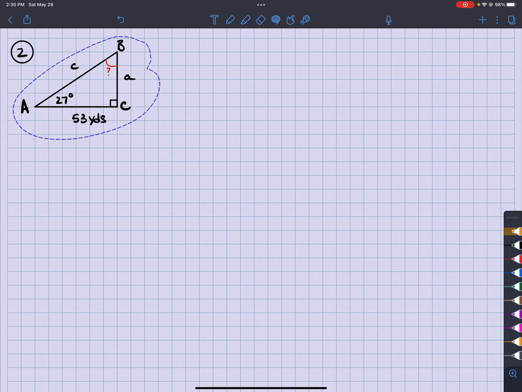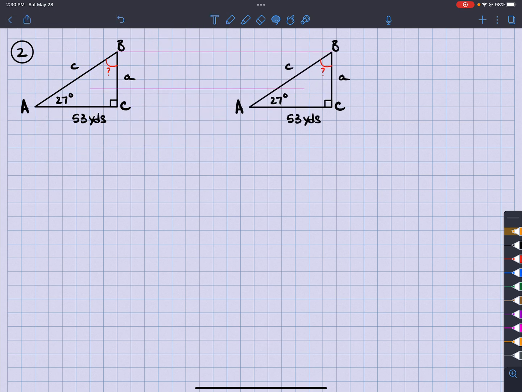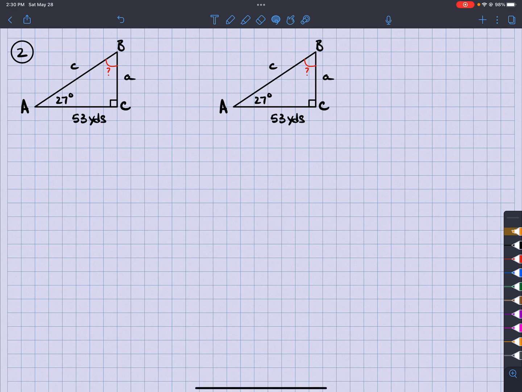Let's go ahead and duplicate this and bring it over here, and we're going to look at it as I'm going to find the angle. So I'm going to highlight what I'm looking for. I'm going to look for this angle right here. And what do I know?